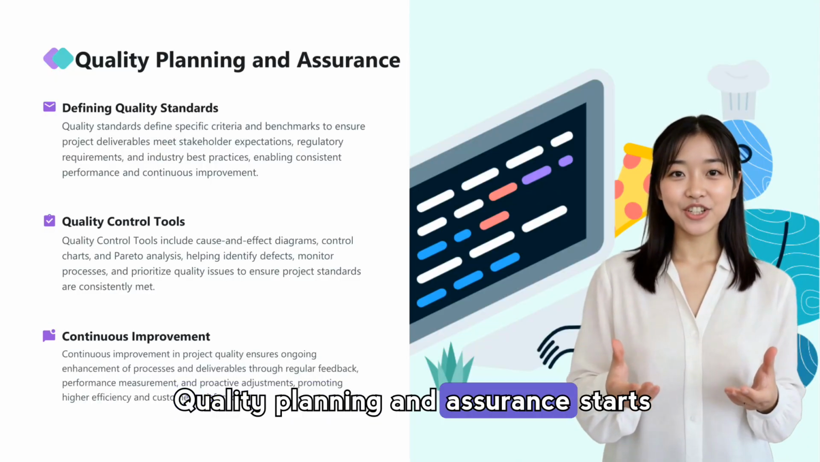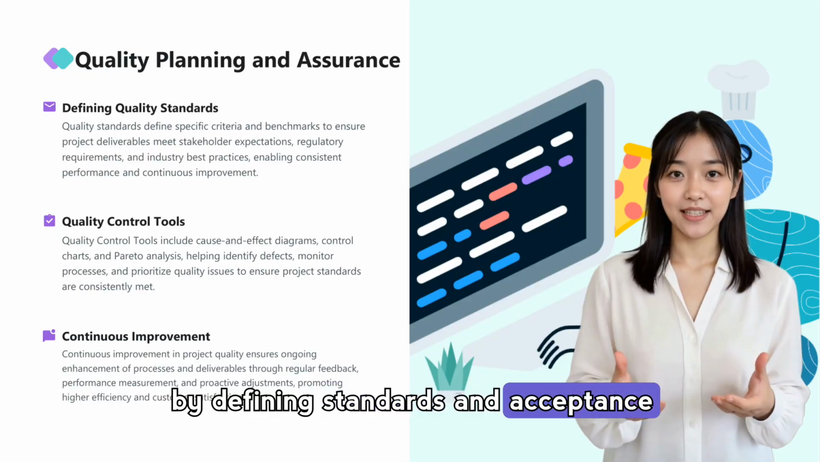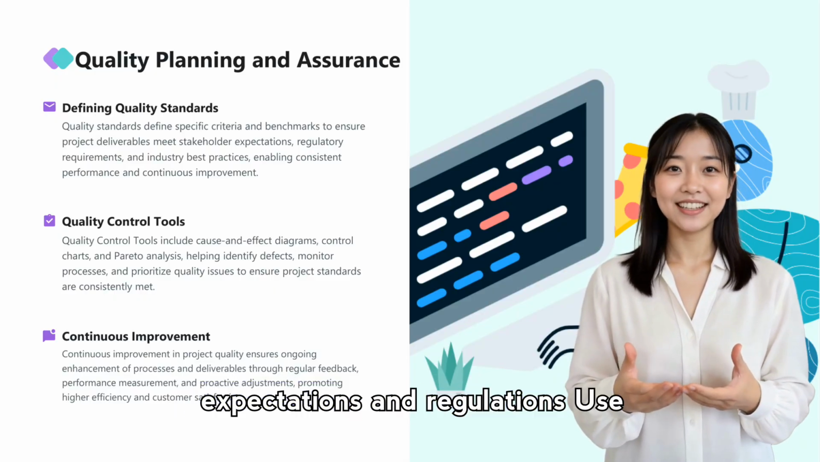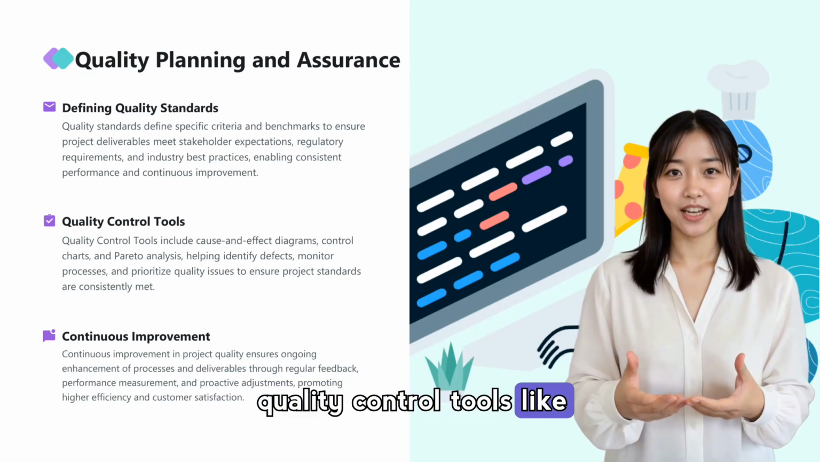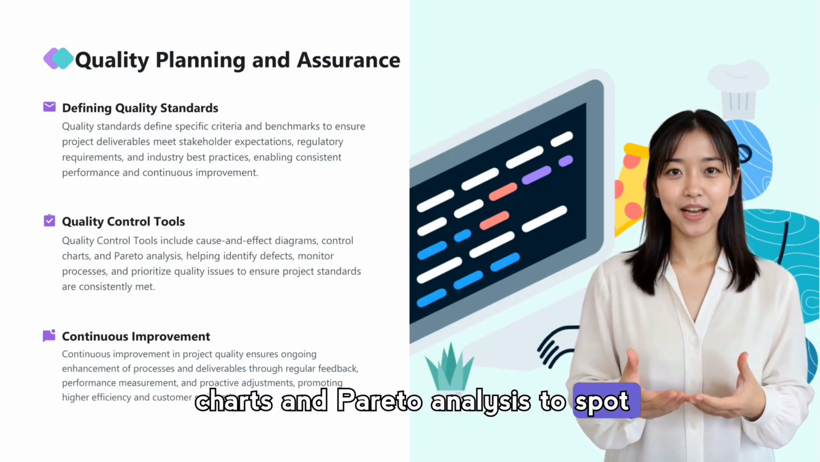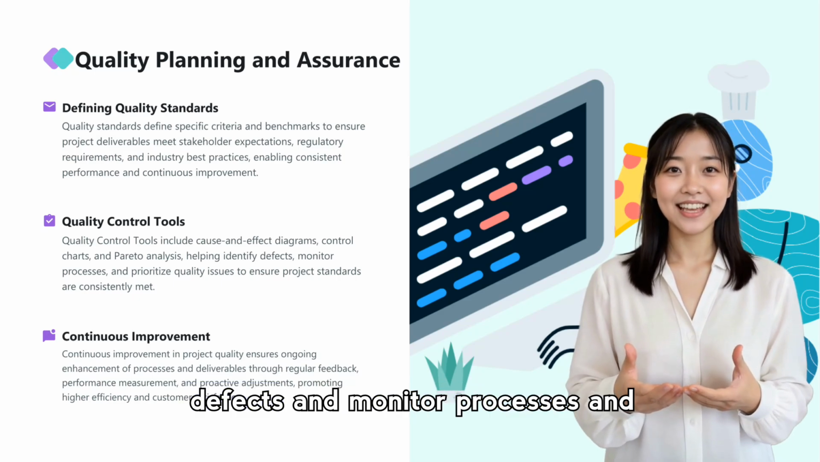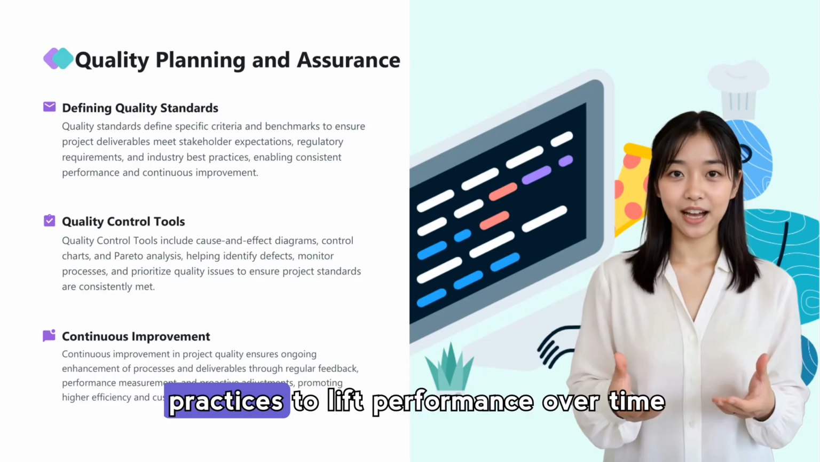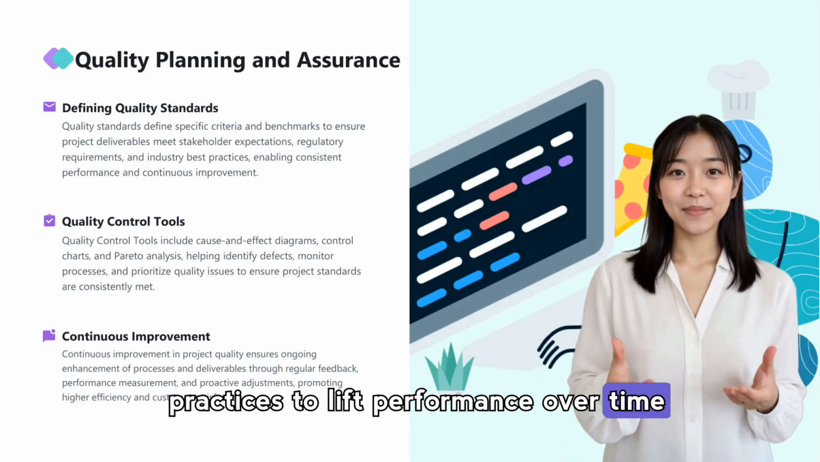Quality planning and assurance starts by defining standards and acceptance criteria that match stakeholder expectations and regulations. Use quality control tools like cause and effect diagrams, control charts, and Pareto analysis to spot defects and monitor processes, and commit to continuous improvement by collecting feedback and adjusting practices to lift performance over time.